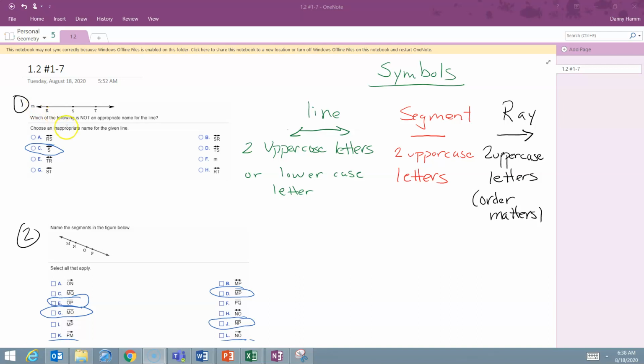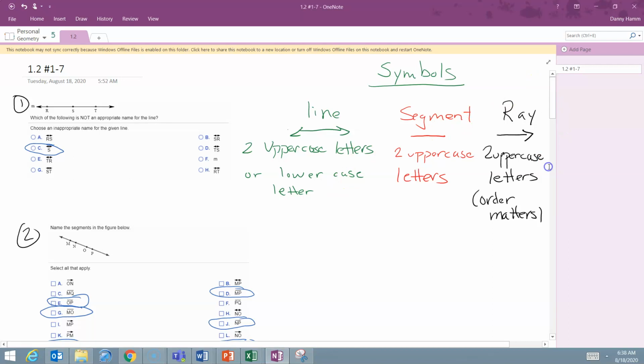So that's appropriate. And anytime we have two uppercase letters that are, of course, on the line, like R, S, and T, we can use those in any order. So all of these are appropriate except for this one. It only uses one letter. So think of it as we need one letter to start and we need to go in the direction of another letter. So we're just connecting those. So that's a simple way of being able to identify a line.